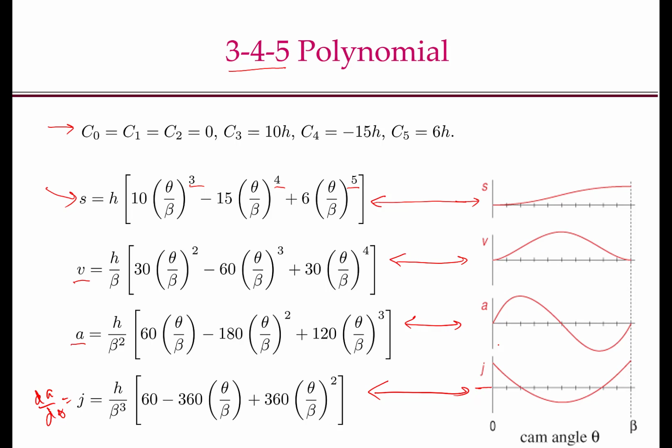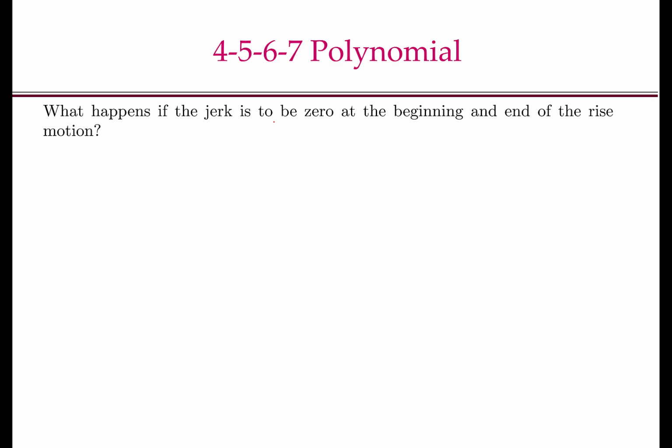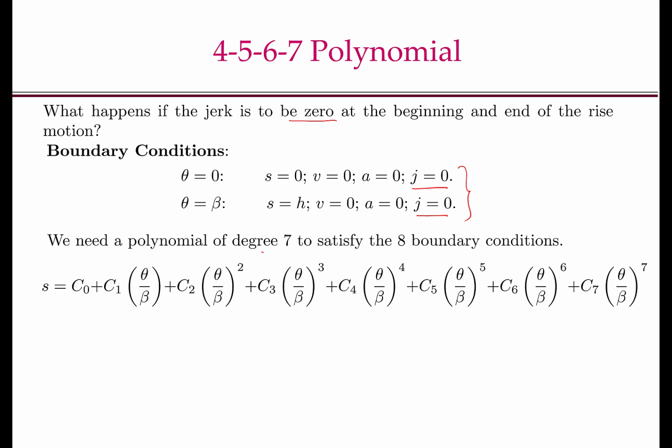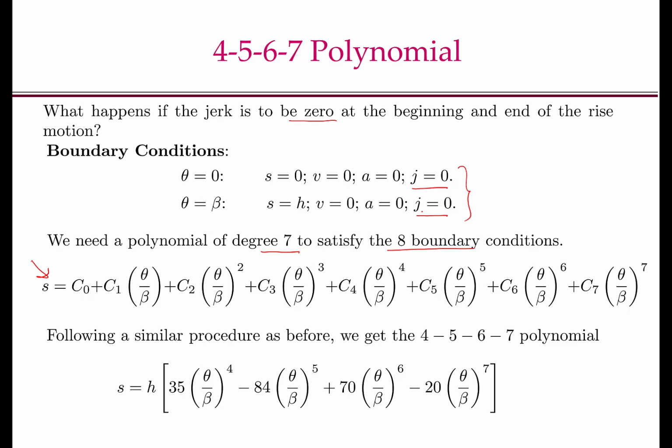However, if we want the jerk to be continuous, then we need to make sure that the jerk is also 0 at the beginning and the end of the rise motion. If we put in the boundary conditions that the jerk is also 0 at the beginning and the end, along with the boundary conditions for the displacement, velocity and acceleration that we had before, we have 8 boundary conditions. This implies that we need to use a 7-degree polynomial to satisfy the 8 boundary conditions. So our displacement curve will now look like this. Following the similar procedure as before to compute C0 to C7, we will get the 4, 5, 6, 7 polynomial, which is shown here. One problem in your assignment will be to derive this equation.